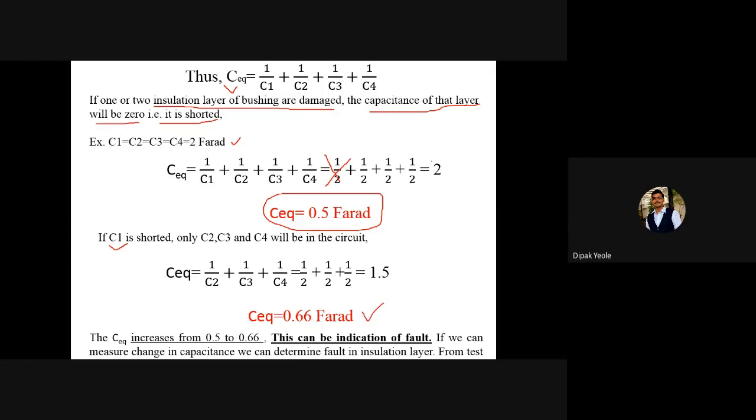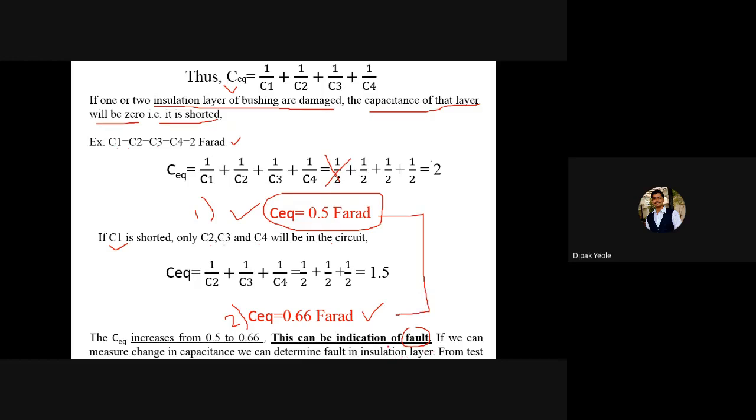Now you can see there is an increase in the capacitance compared to the previous value. This is the first value for C1, C2, C3 and C4, and if C1 is shorted, only C2, C3 and C4 are available in the circuit. The new capacitance will be more than the previous capacitance. What does it indicate? It indicates a fault. If we can measure the change in capacitance, we can determine the fault in the insulation layer.